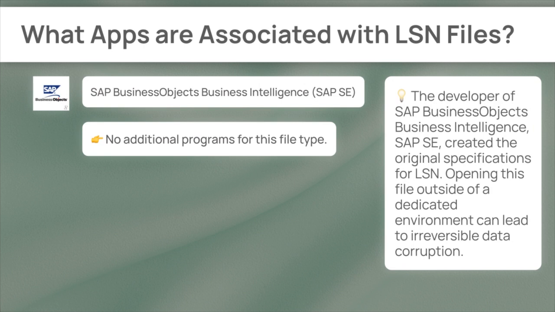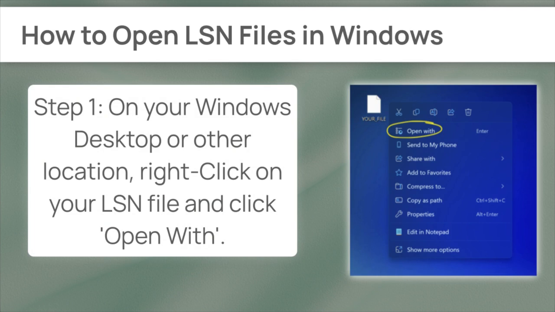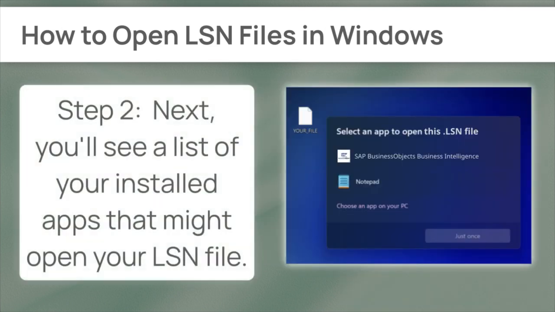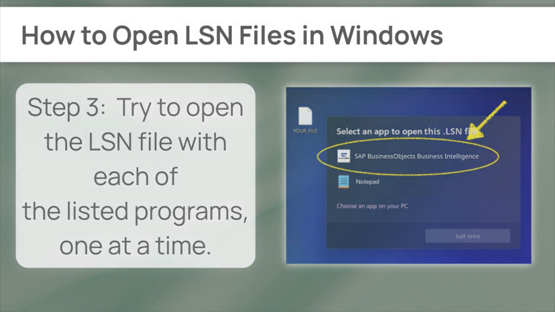Opening this file outside of a dedicated environment can lead to irreversible data corruption. Windows cannot guarantee changes are safe, so misediting can cause instability. Your first step to success: right-click the LSN file and choose Open With. If SAP BusinessObjects Business Intelligence is installed, try it first. If you don't see it, pick a different tool. You might need to try a couple to find the ideal match.